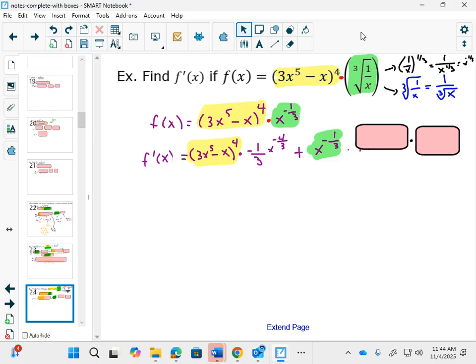So in this case, the derivative of the outside, put the 4 out in front. Subtract 1 from the exponent. Keep the inside the same. And then multiply by the derivative.